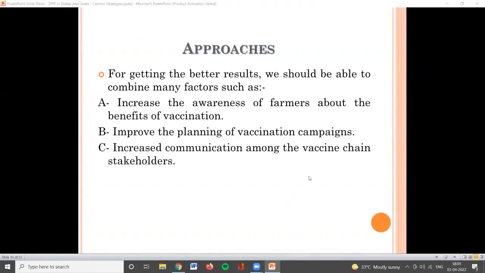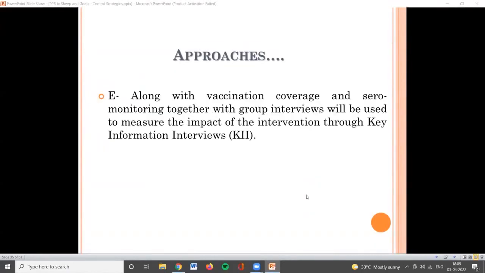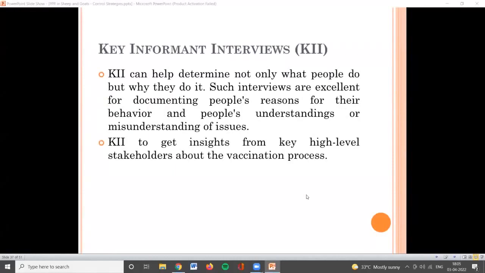There should be increased communication among the vaccine chain stakeholders, along with vaccination coverage and sero monitoring. Group interviews will be used to measure the impact of the intervention through key informant interviews. In the KII, there should be high level stakeholders who have knowledge of the vaccination progress.